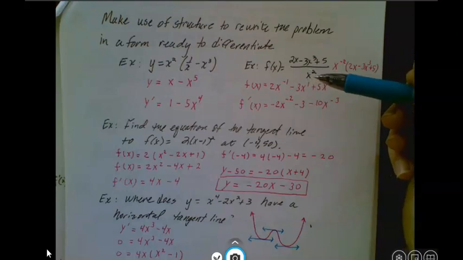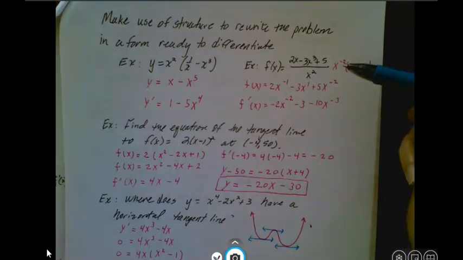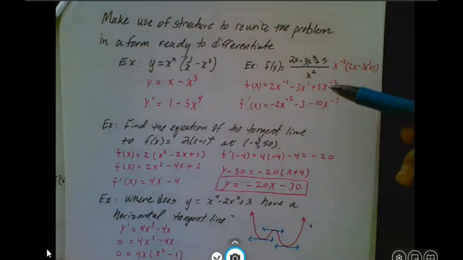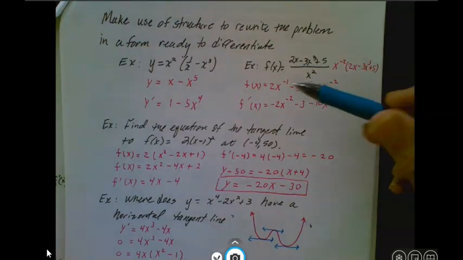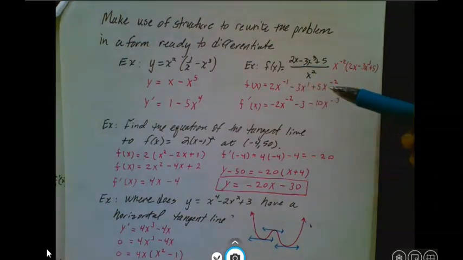Probably the easiest is just to bring that x squared up to the top and call it x to the negative second, and then you can distribute it. Remember, when you distribute, you've got to add those exponents together, and you should get this look right here. And now this is in a way better format for differentiating.